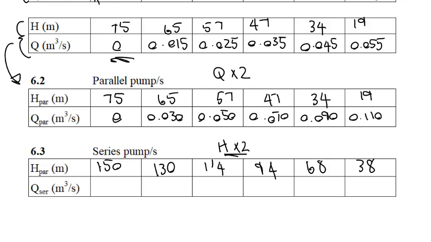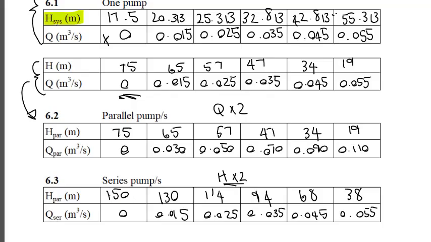So we'll use these Q values. So it becomes 0, 0.015, just another 0 there, 0.025, 0.035, 0.045, and 0.055. Okay, so now we're ready to plot. Now we've calculated our values for one pump, for 2 pumps in parallel, and 2 pumps in series. So these values we need to go and plot now.